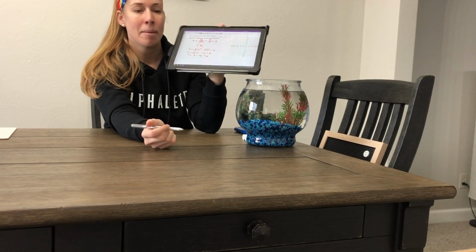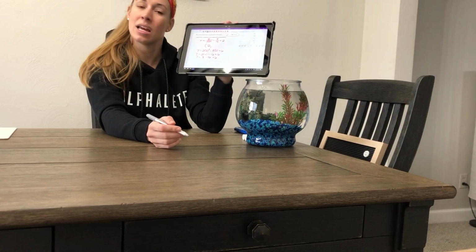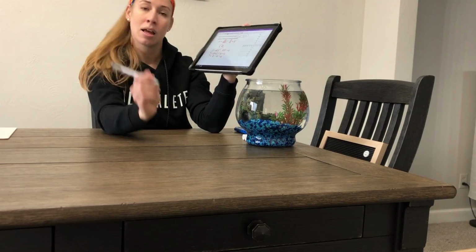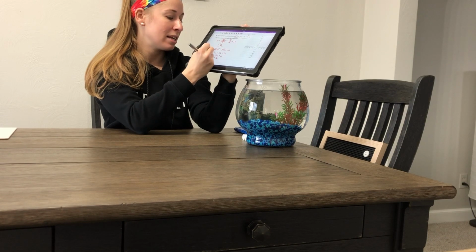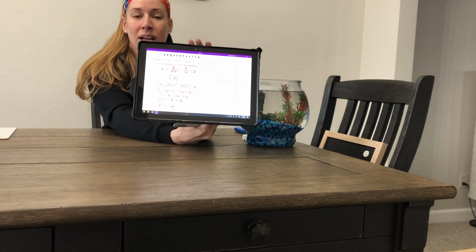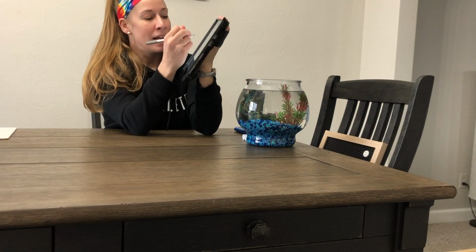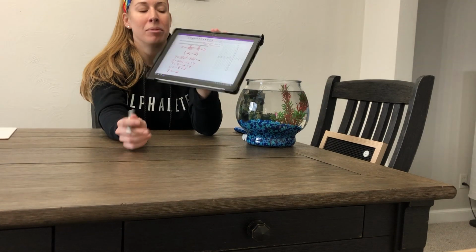So then you have 8 minus 16 plus 6. 8 minus 16 is negative 8, plus 6. So negative 8 plus 6 gives you negative 2. So the y value of our vertex is negative 2. And now we pretty much know everything that we need to know to graph our parabola.